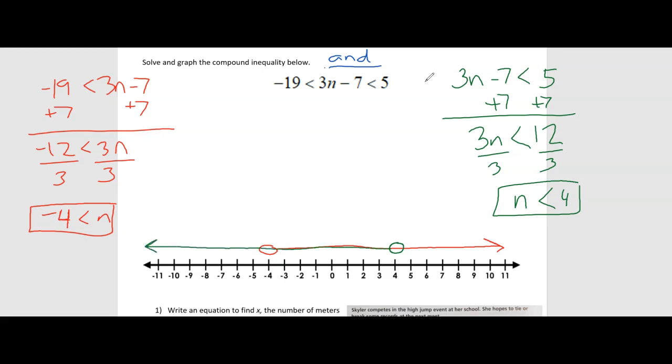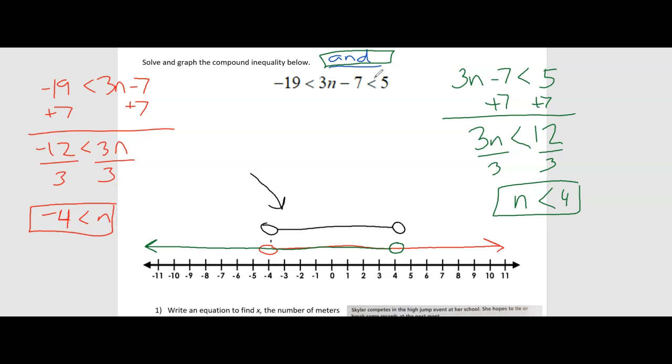Now this is an and inequality, remember up here. We established that at the beginning. So I need to look for solutions that work for both the green and the red inequalities, right? So an easy way to do that, if you're color coordinated, you can look at where the overlap is. Where are points on this number line that have both a red and a green line above them? Because that means they're going to work for both. And our solution set for this compound inequality is from negative 4 open point to positive 4 open point.